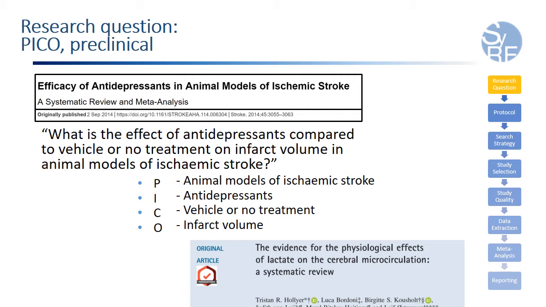As an example research question, we will consider a preclinical systematic review published in Stroke in 2014. Here, the review looked at the efficacy of antidepressants in animal models of ischemic stroke. If we think about the question structure using PICO, the population they were interested in was animal models of ischemic stroke. The intervention was antidepressants. The comparator group were animals that had received vehicle or no treatment, and the primary outcome measure was infarct volume.